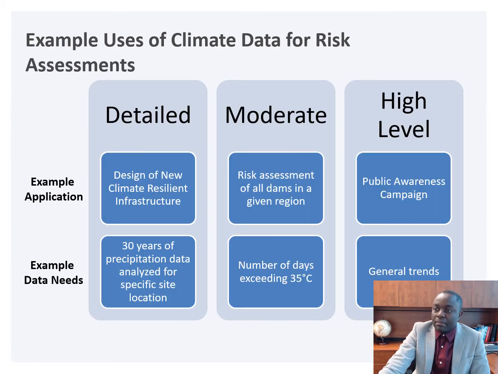Example uses of climate data for risk assessment. A very detailed climate risk assessment, for example, design of new climate resilient infrastructure, will typically require 30 years of precipitation data analyzed for specific sites and locations. Moderate assessments, such as risk assessment of all dams in a given region, will typically require threshold data, for example, number of days exceeding 35 degrees Celsius.